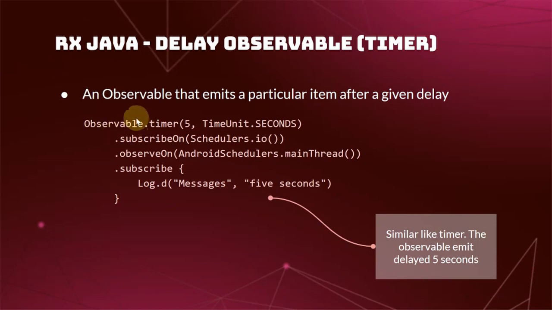First we create Observable.timer, and then we define how long the delay will be. In what units? 5 seconds. And then we can call subscribeOn Schedulers.io, observeOn AndroidSchedulers.mainThread, and finally we have subscribe. The subscribe simply logs out the message, which is "5 seconds". Of course, this message will be captured by the subscriber 5 seconds later.